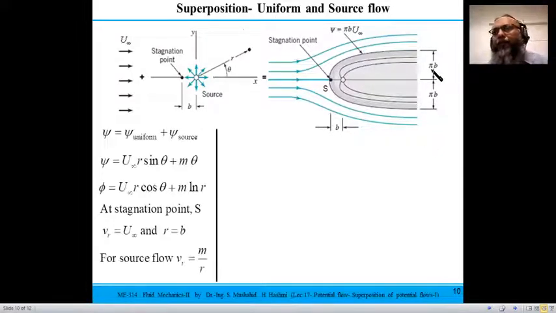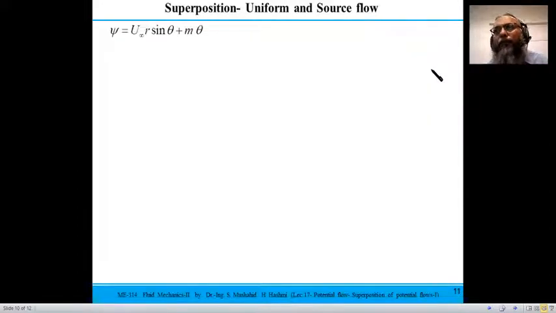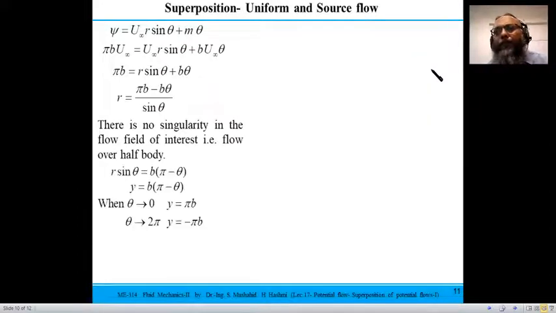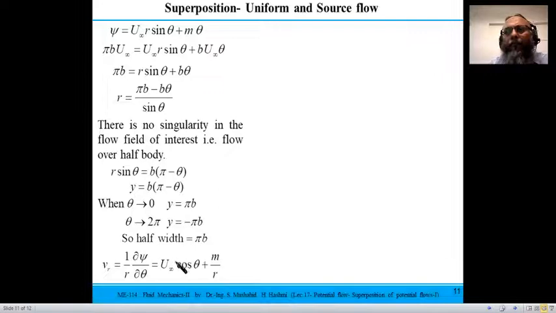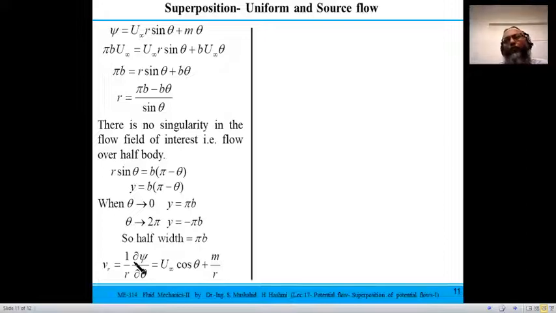This is something we have worked out at this place. So the width of the half body, half width, would be pi b, so the total width would be 2 pi b. Next, we can easily work out the magnitude of the velocity component in the radial direction and in the tangential direction for the resulting flow pattern, that is, the flow over a half body.